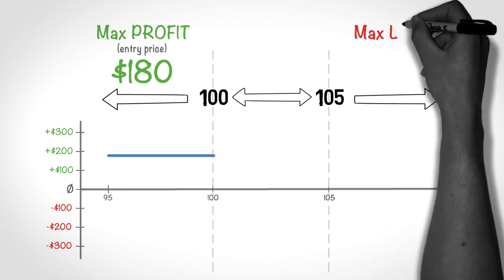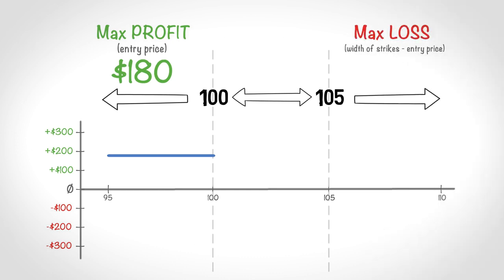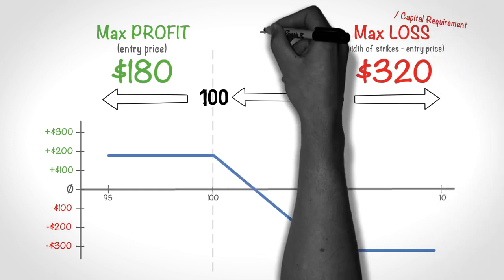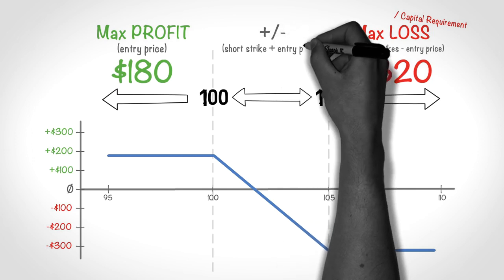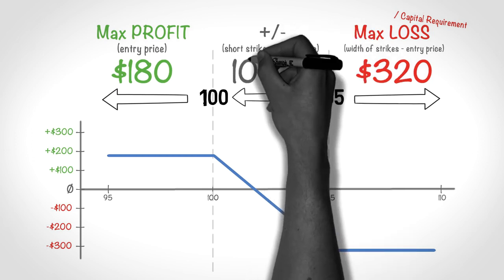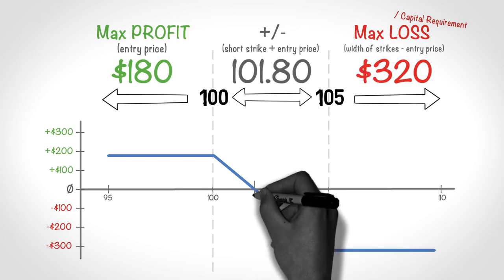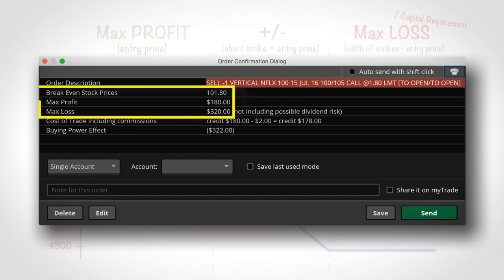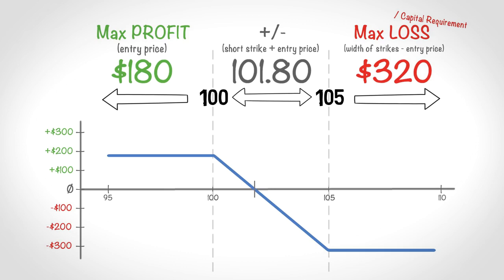Our maximum loss is the width between our strikes of our spread minus the price we entered the trade for, which in this case came out to be $320. And by the way, this is also your capital requirement for the trade. And finally, our break even is our short strike plus our net price we entered the trade, which is 101.80 in this example. I know this may sound like a lot to remember, but the cool thing is that all of this information is automatically calculated and given to us by the Thinkorswim platform before we send our order.